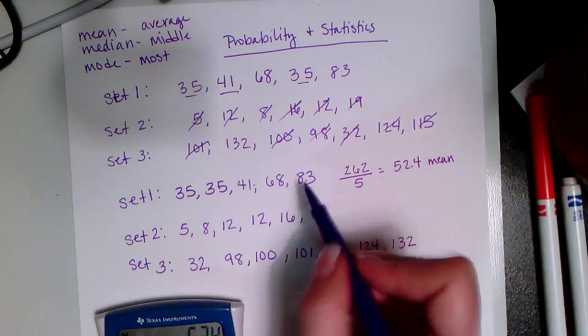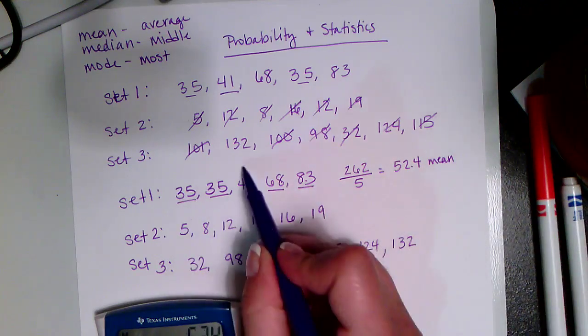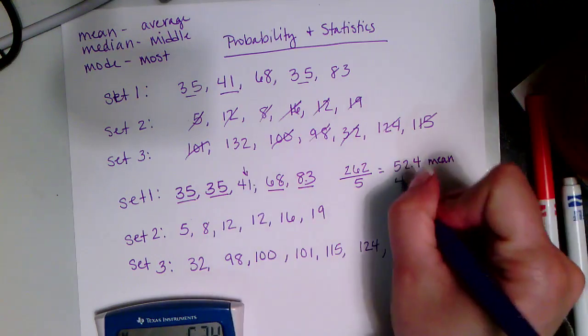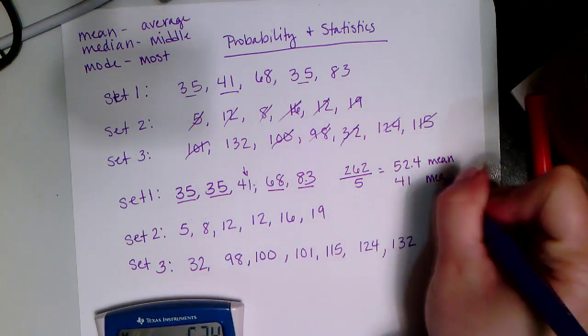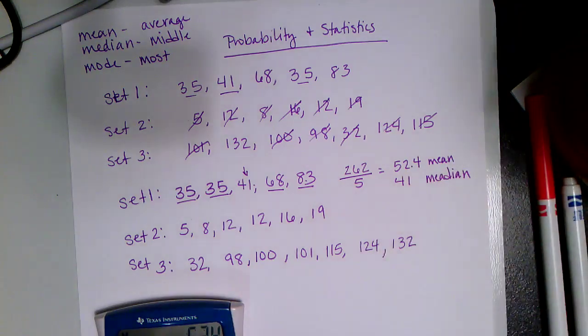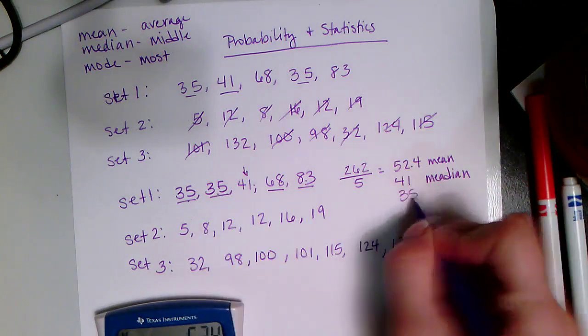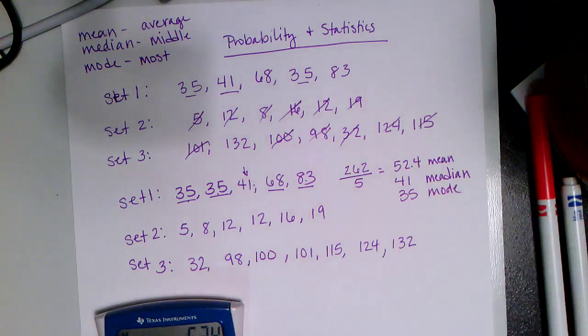My median is the number that's in the middle. So if I go from the outsides in, it looks like 41 is my median. And then my mode is going to be the number that comes up most. You can see that I have 2 35s. So 35 is my mode. All right, let's go ahead and press pause and let's have you guys figure this out. Figure out sets 2 and 3.